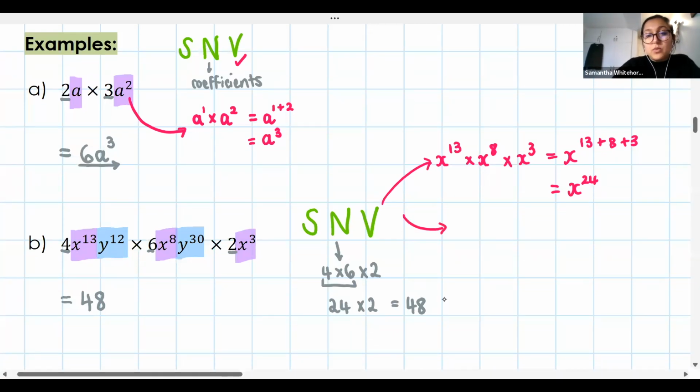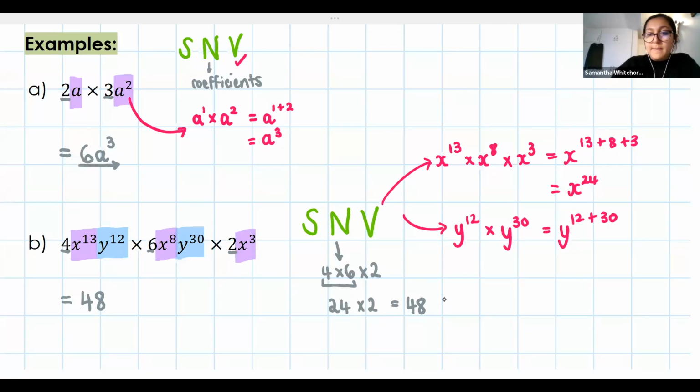I also need to deal with my y. So I've got y to the power 12 times y to the power 30. My exponent law, when I multiply, tells me to add these exponents. So 12 plus 30. And so my y simplified is y to the power 42.